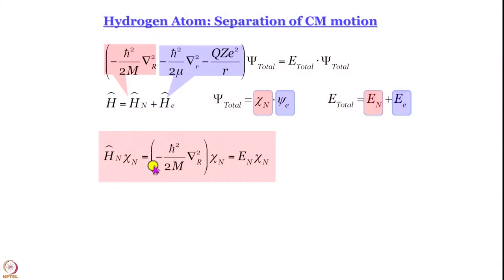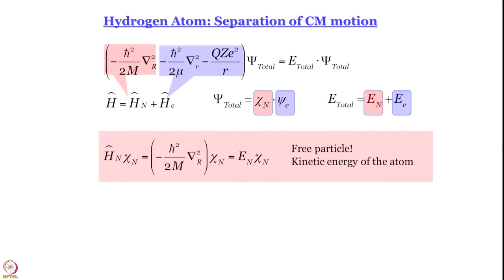Okay. So, the first equation we get, if you look at this highlight here, is Hn chi n, that is minus h cross square by 2m del R square operating on chi n, no potential energy, equal to En chi n. Remember, we are talking about one hydrogen atom. We are not talking about a hydrogen atom that interacts with anything else. Only the kinetic energy term is there. So, a system which has only a kinetic energy term, no potential energy, have you encountered something like that? Yes, we did. That is a free particle. A free particle is something that does not care about anything else in the universe, does not have any potential energy, any interaction with anything else.